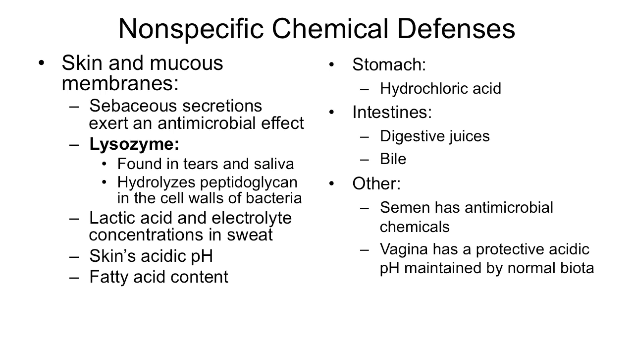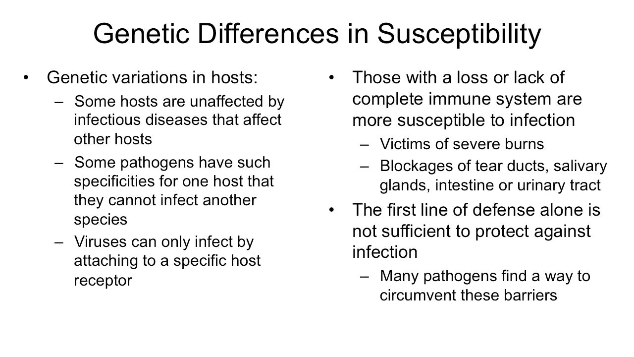And of course, a lot of fatty acid content is found in some of the secretions like the wax of the ears. In the stomach, we have a large amount of hydrochloric acid, which brings the pH down to 2, and very few microorganisms are able to sustain that kind of acidity. In the intestine, we have digestive juices that also help attack microorganisms, as well as bile. And in other areas, for example, semen has antimicrobial chemicals, and the protective acid of the vagina maintained by the normal microbiota also helps lower the amount of microorganisms that can live in those environments.